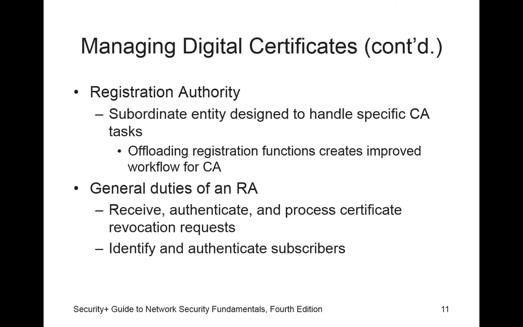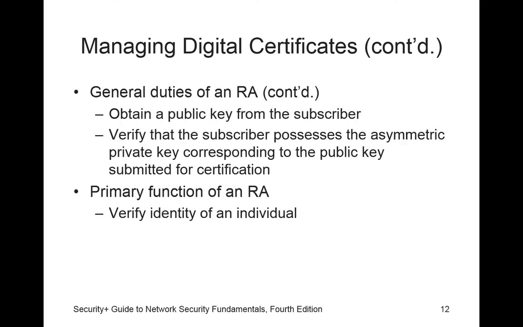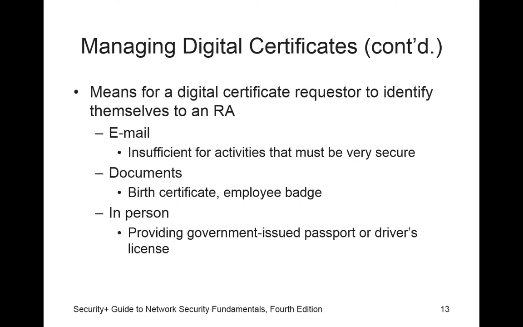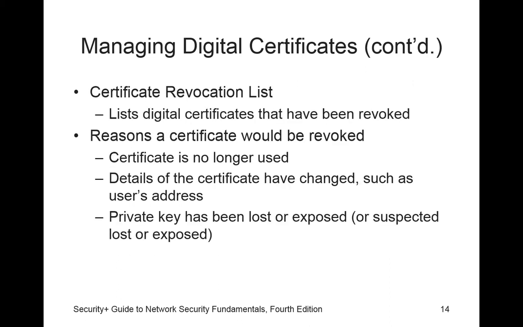The registration authority is subordinate to the CA. All they do is offload registration functions to help the CA. They receive, authenticate, and process certificate revocation requests. So if I find a certificate that's been forged, I send it back to the CA and say, this is a forged one, please revoke it. And they put it on the revocation list. There are different ways for a digital certificate requester to identify themselves: in documents, in person, or in email. You have to have a way to prove who you are.